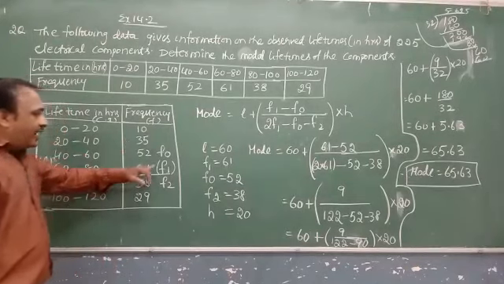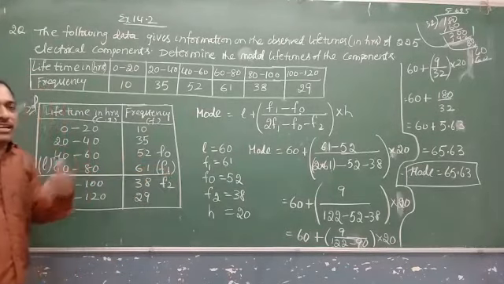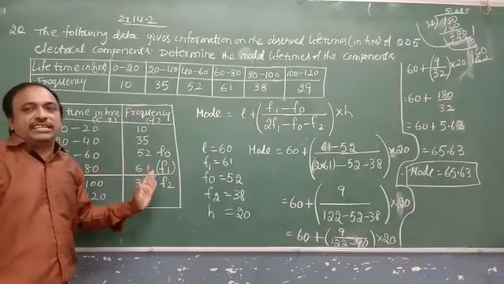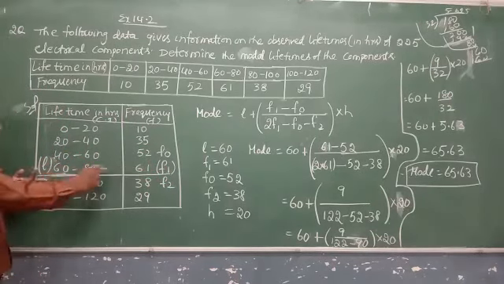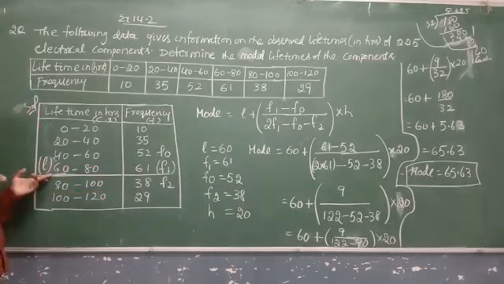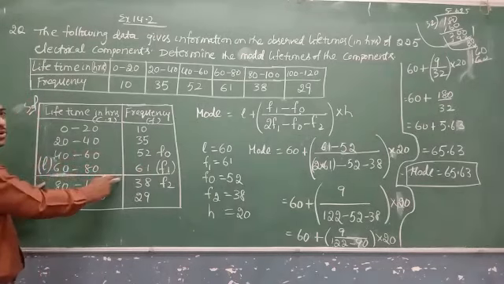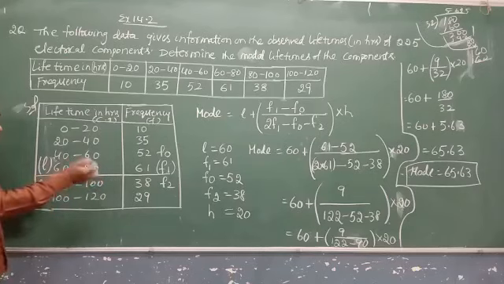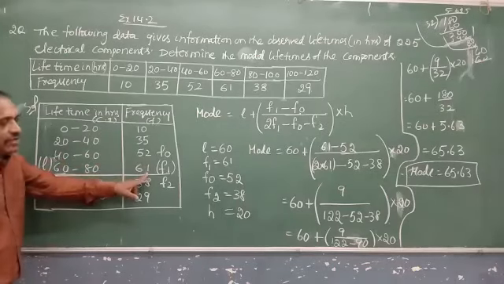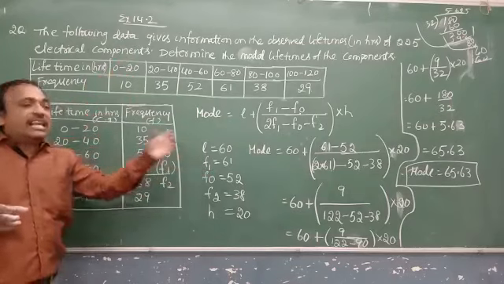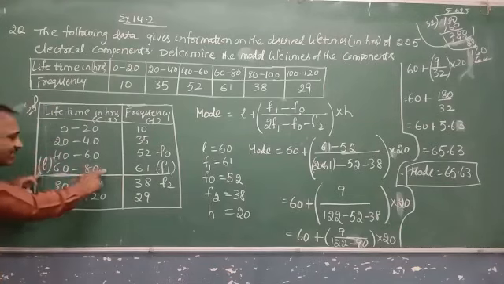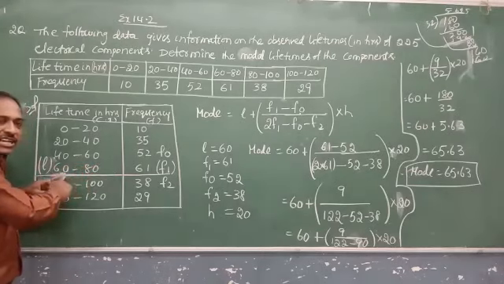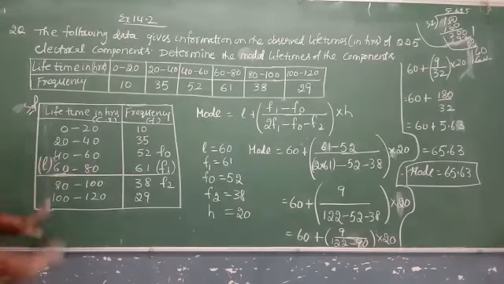See here, while underlining the highest frequency, why do we need to identify the highest frequency? Because the modal class is based on this highest frequency. Mode will lie in this modal class only. That is the reason we are underlining this particular highest frequency. So the mode of this data will be lying in this modal class. L is the lower limit, and this class interval is called the modal class.